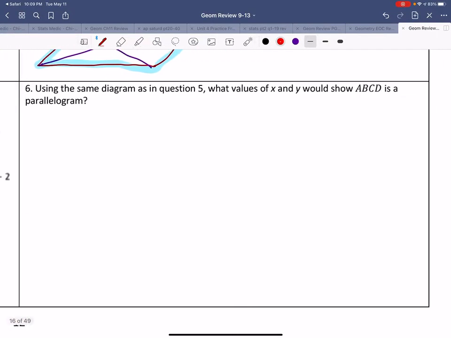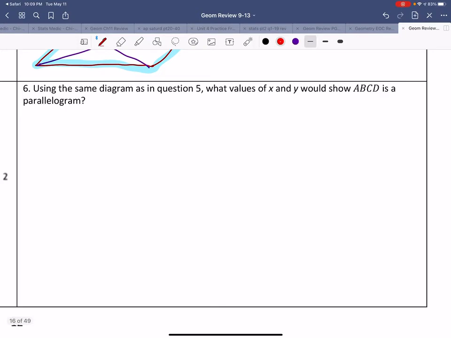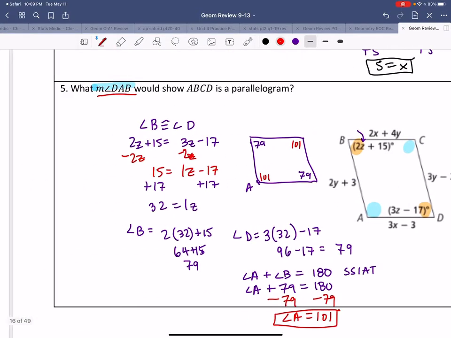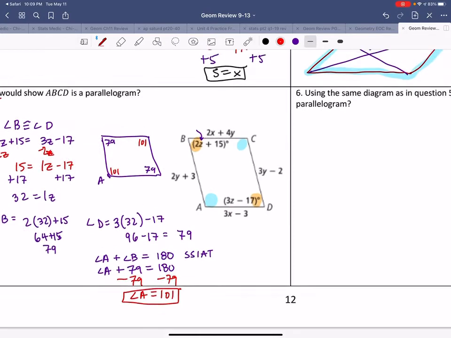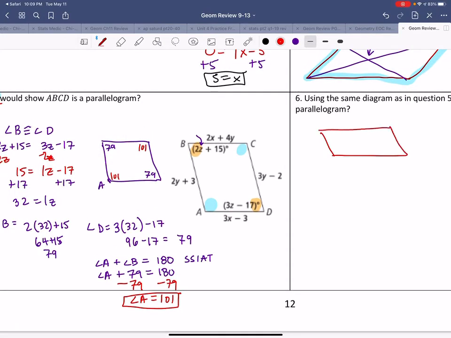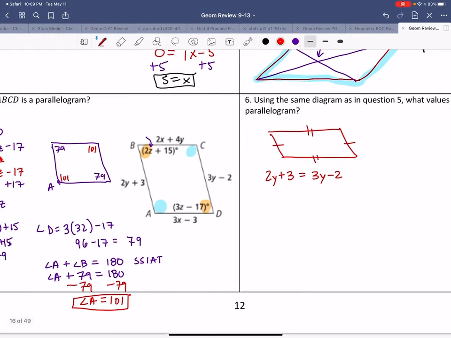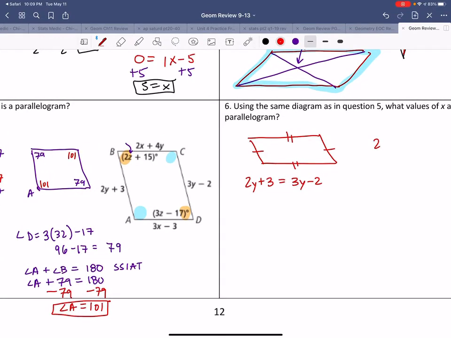Question number 6. Using the same diagram in 5, what values of x and y would show that it's a parallelogram? Okay, so we solved for z. But for x and y, we know in a parallelogram we have 2 short ones equal, so we can set those equal, and we have 2 long ones equal, and we can set those equal. 2x plus 4y is equal to 3x minus 3.